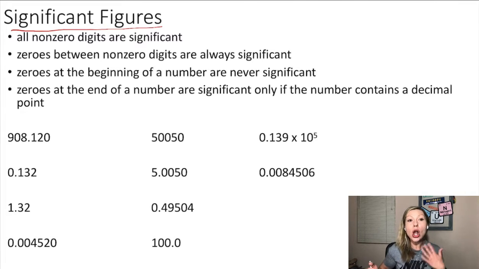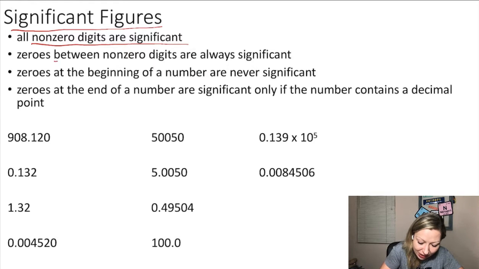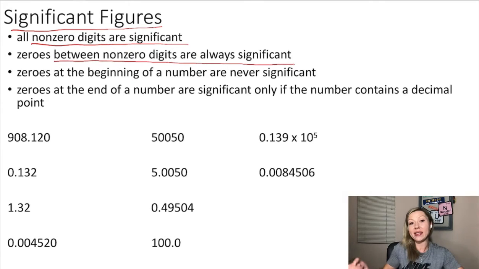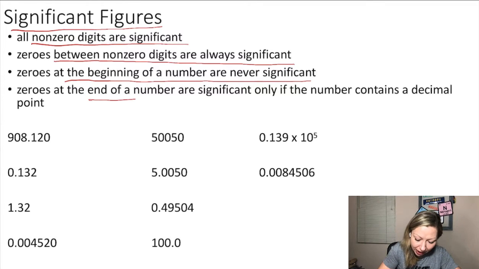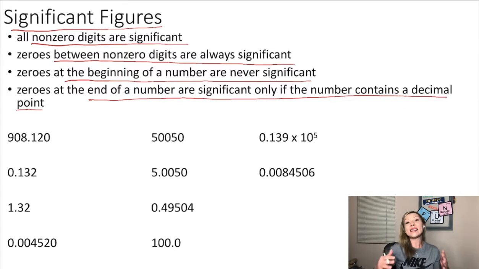Well, first of all, non-zero digits are significant. So that's simple. But what's up with the zeros? Zeros between non-zero digits are always significant. Zeros at the beginning of a number are never significant. I actually call them placeholder zeros. And zeros at the end of a number are significant only if the number contains a decimal point.